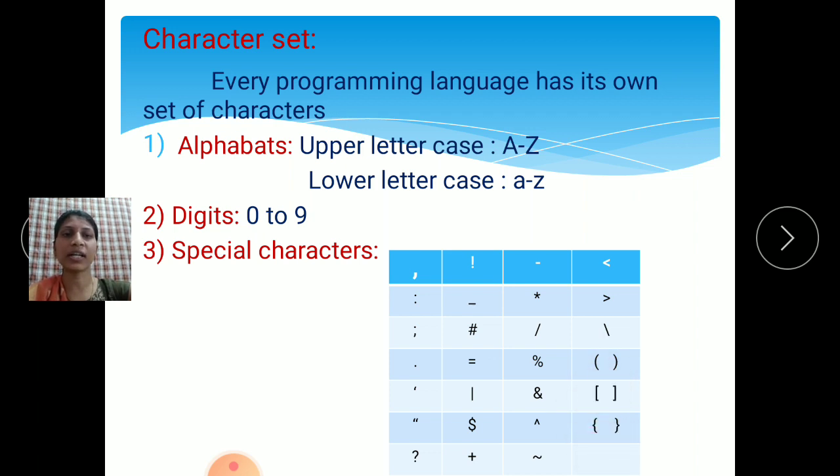These are the special characters we will use to write the code of a C program. These are the character sets in C programming: alphabets, capital A to Z, small a to z, numbers 0 to 9, and these special characters. For writing the program code, we will use these types of characters. So these are the character set of C program.